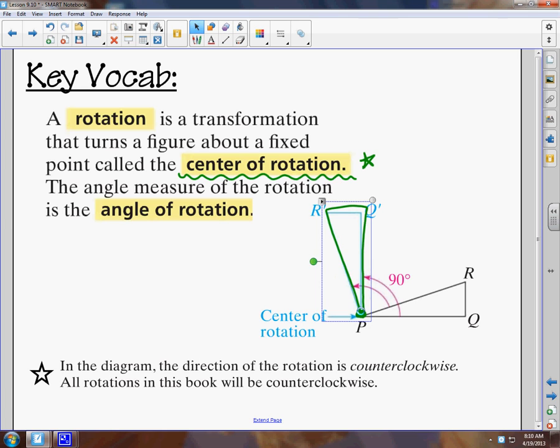In the diagram, the direction of the rotation is counterclockwise. All rotations in this book will be counterclockwise, so you'll always be rotating kind of to the left, or counterclockwise. The angle of rotation is also really important because I'm going to ask you, do it 90 degrees, 180, 270, or 360. It's usually in those 90-degree increments.